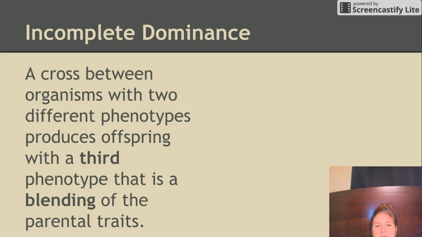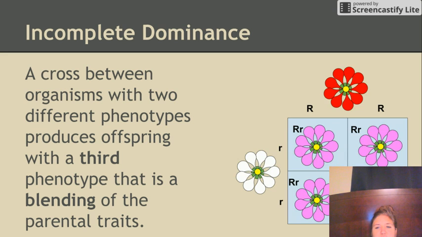traits. So what I mean when I'm talking about this blending is that if you cross a homozygous dominant, like this red flower, with a homozygous recessive, like the white flower, 100% of your heterozygous offspring will be a blend or a mix between this white and red, resulting in this pink flower.